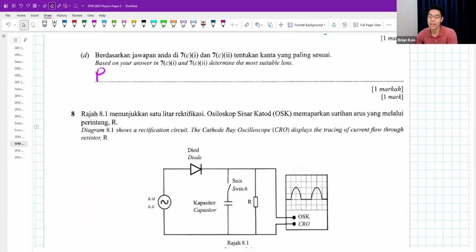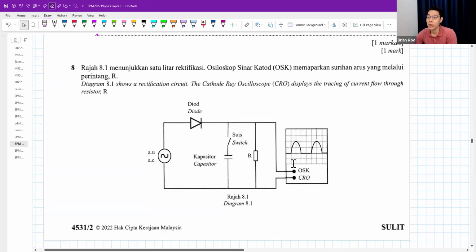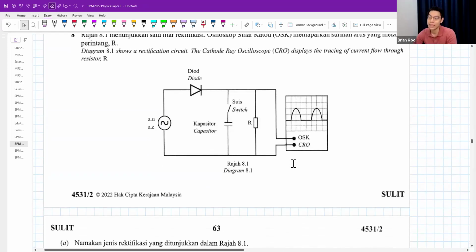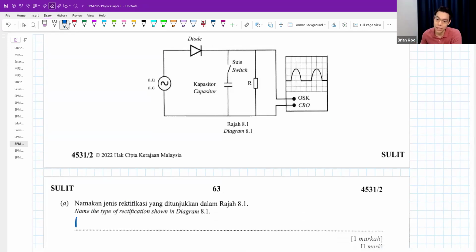Okay, question 8. The diagram shows a rectification circuit. The cathode ray oscilloscope, CRO, displays the tracing of a current flow through the resistor R. Okay, we have one diode and one capacitor. That's why you get a half wave. They ask the type of rectification: half wave rectification.